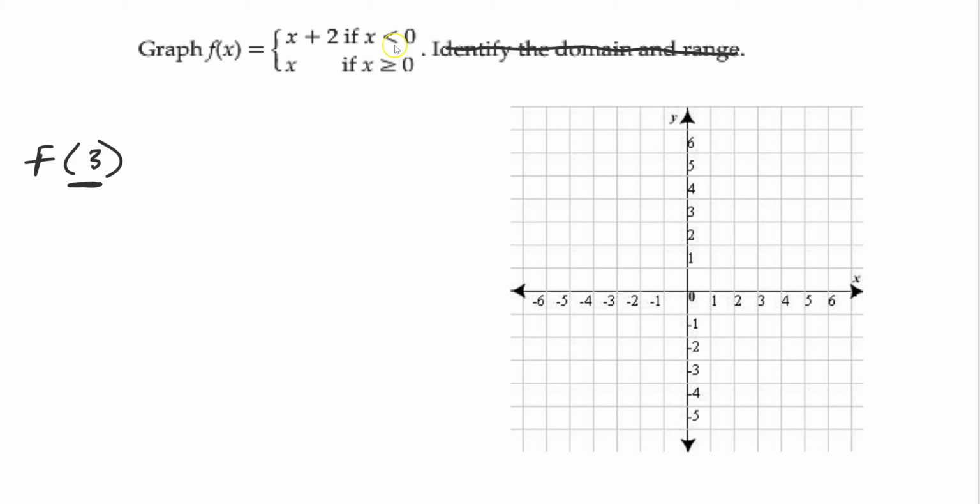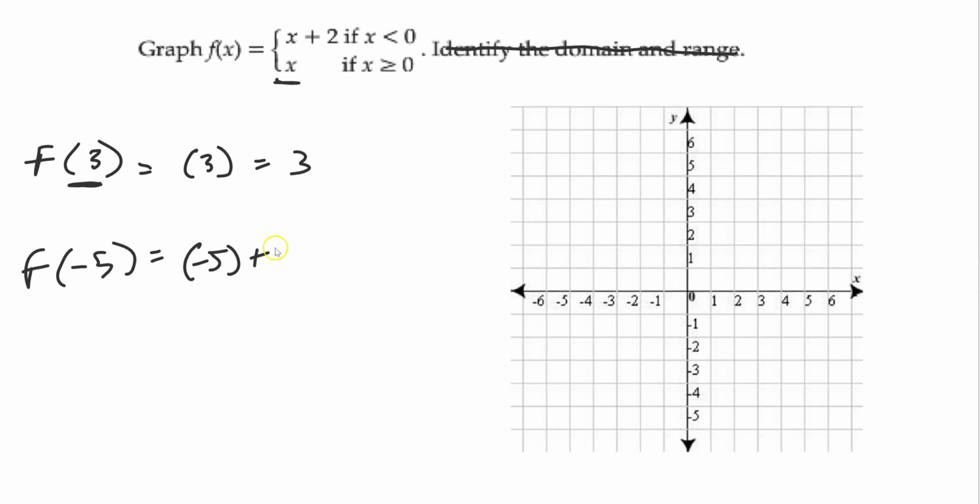So what you want to look at is these conditions right there. Which one does 3 follow? Is it less than 0 or greater than 0? It's greater than 0, so you just plug it into this equation there, which is just 3. And if I ask you what is f of -5, you're like, well, is -5 less than 0 or greater than 0? It's less than 0, so you can plug it into this equation. -5 plus 2, which is just -3.